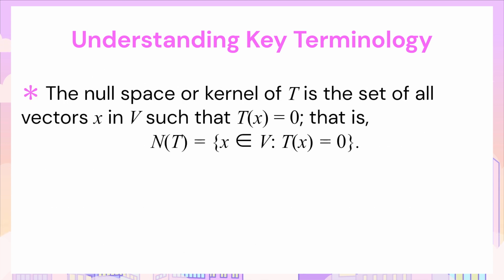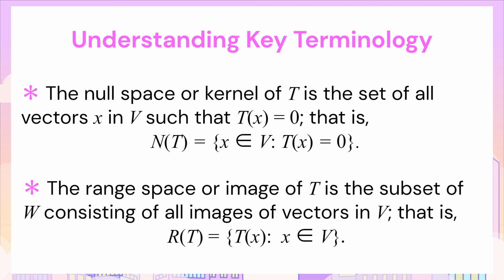If we talk about the nullity of a linear transformation, it's simply the dimension of the kernel of that transformation. The kernel or the null space of a linear transformation T is defined as the set of all vectors in V such that their image under T is 0. On the other hand, the rank of a linear transformation is the dimension of its range space. And the range space is the set of all possible outputs, or images, the transformation can produce.